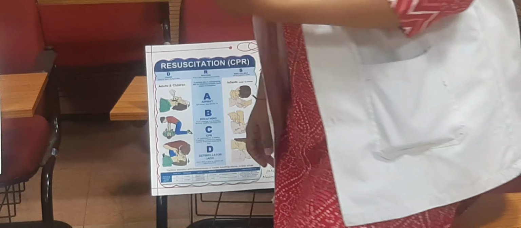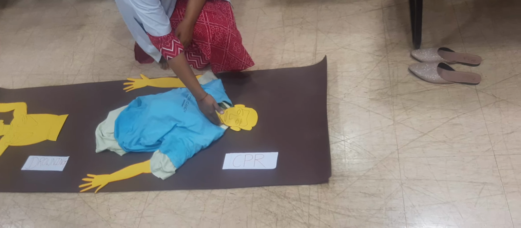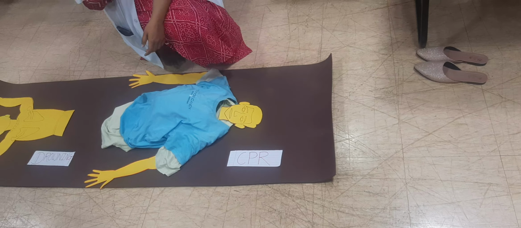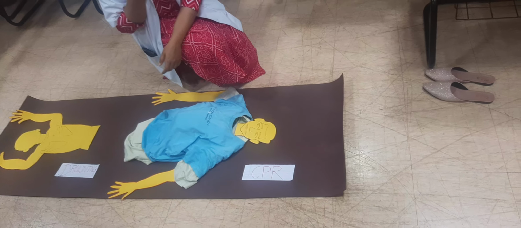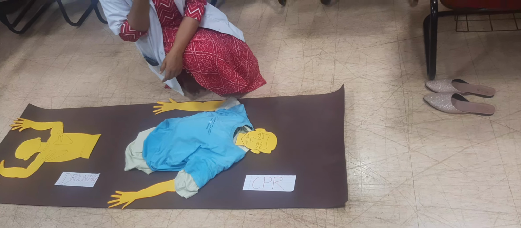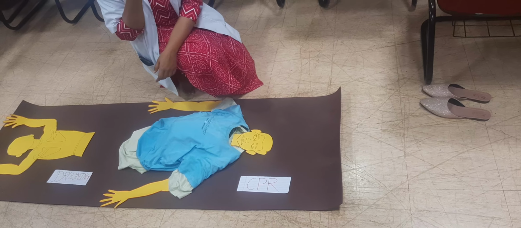Now, how do we assess the patient? First, you take him to the safer side. Now you check for his carotid pulse. Now why carotid pulse? This is the trachea. This is one of the muscles called the sternocleidomastoid. Next to it you can feel your carotid pulse.